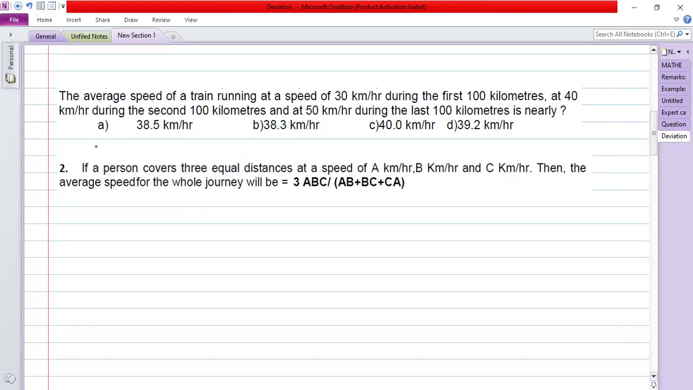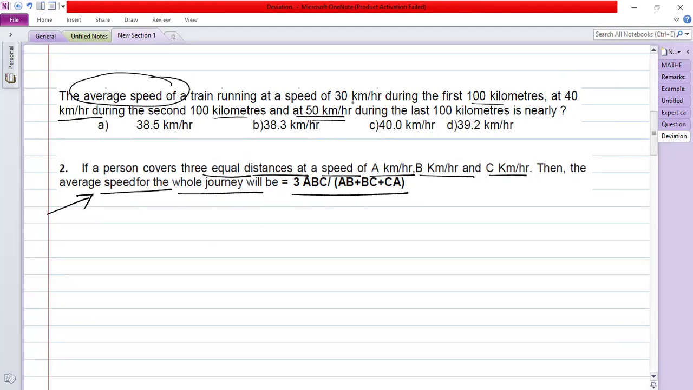Now this question: the average speed of a train running at 30 kilometer per hour during the first 100 kilometers, at 40 kilometer per hour during the second 100 kilometers, and 50 kilometer per hour for the last 100. We need the average speed for the whole journey. So here we will apply this formula: if a person covers three equal distances at speeds of a, b, and c kilometer per hour, then the average speed for the whole journey is given by this.